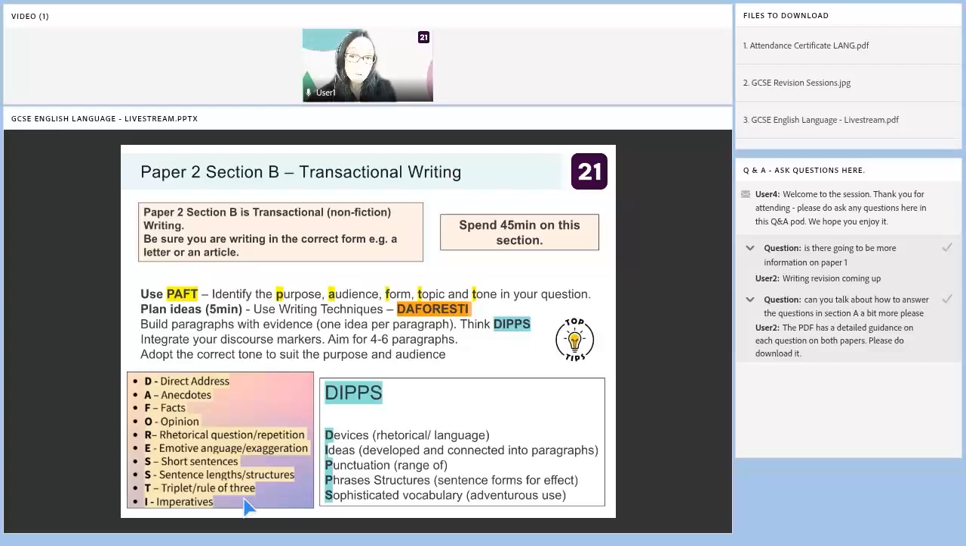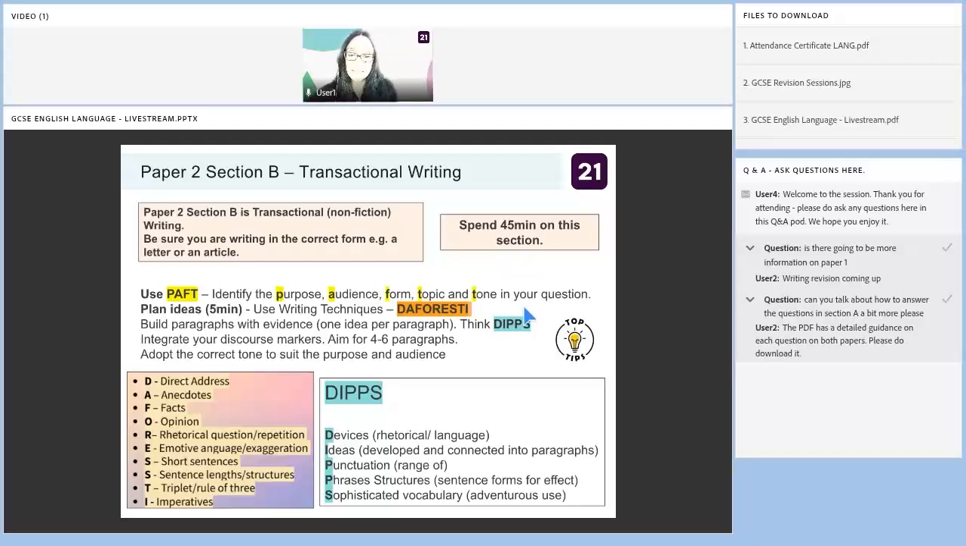So read your question very carefully, underline your keywords, and try and use this acronym PAFT that we teach at Academy21. So this is where you identify the writing purpose. So for example, are you persuading? You identify your audience, that is who your text is aimed at. And it's important to write in the correct form. So that means the type of text that you need to produce. So check your question and have a look at whether it's an article you're writing, a letter, or a speech. And also adopt the correct tone and style to suit the audience and to fulfill the writing purpose.